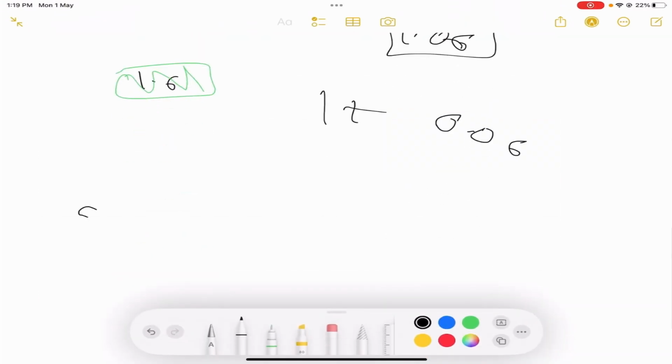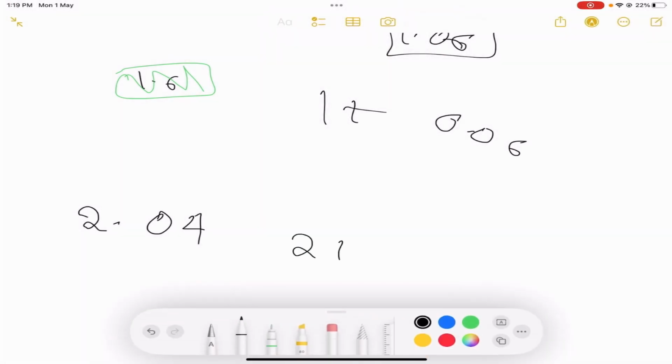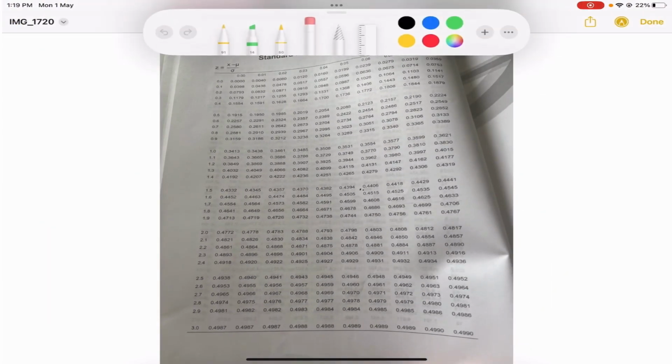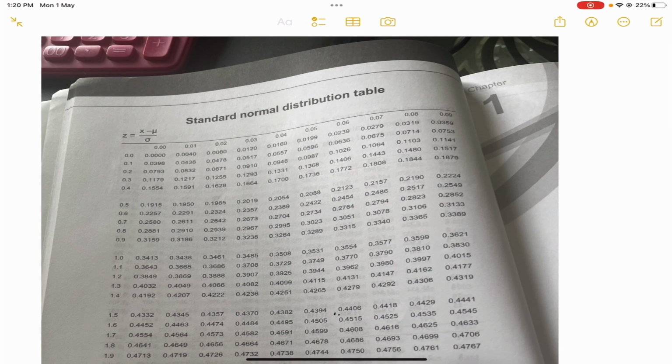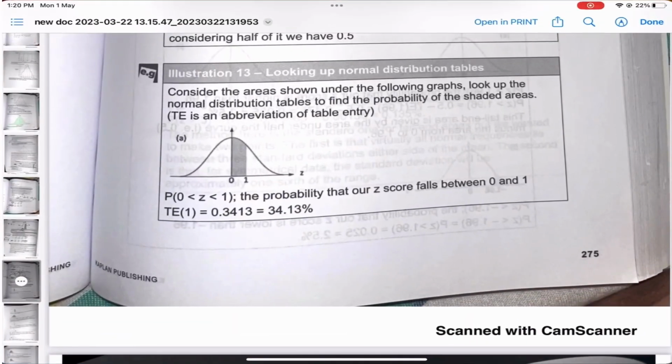Now let's say I have to find the value of 2.04. How are you going to do that? That's going to be 2 plus 0.04, right? Again you'll go to your table, find the value 2.0 over here, plus 0.04 over here. So my value is going to be 0.4793. That's how you're going to find the values using a standard normal distribution table. That will be given in your question.